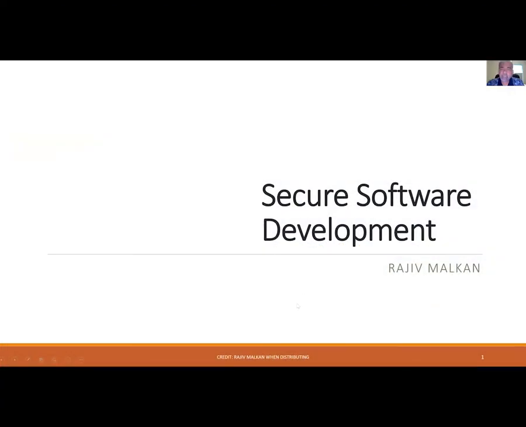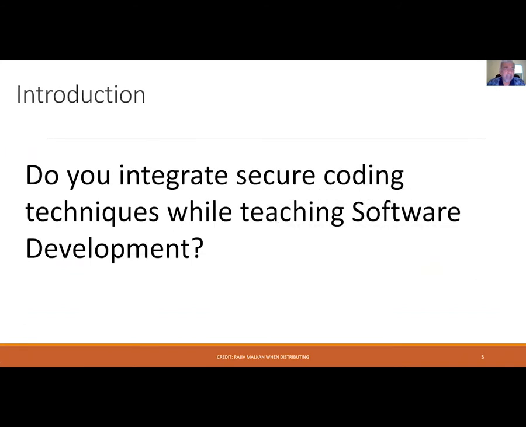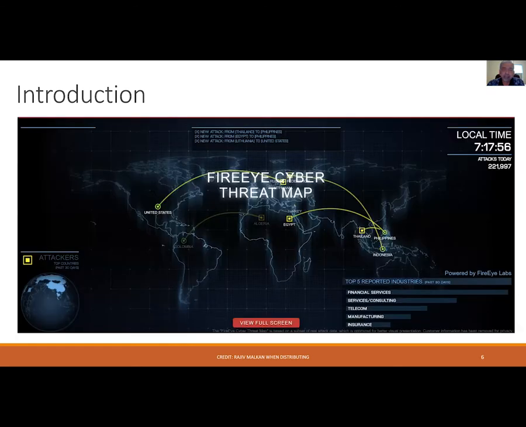I'll start first with secure software development, and Kyle will jump in when we move on to the CMMC section. But the first question we have is, how do you integrate secure coding techniques into your teaching of software? Since we have a short presentation, we'll not do polls. We'll answer this question at the end of the presentation, along with why secure coding is so critical to include in your curriculum.